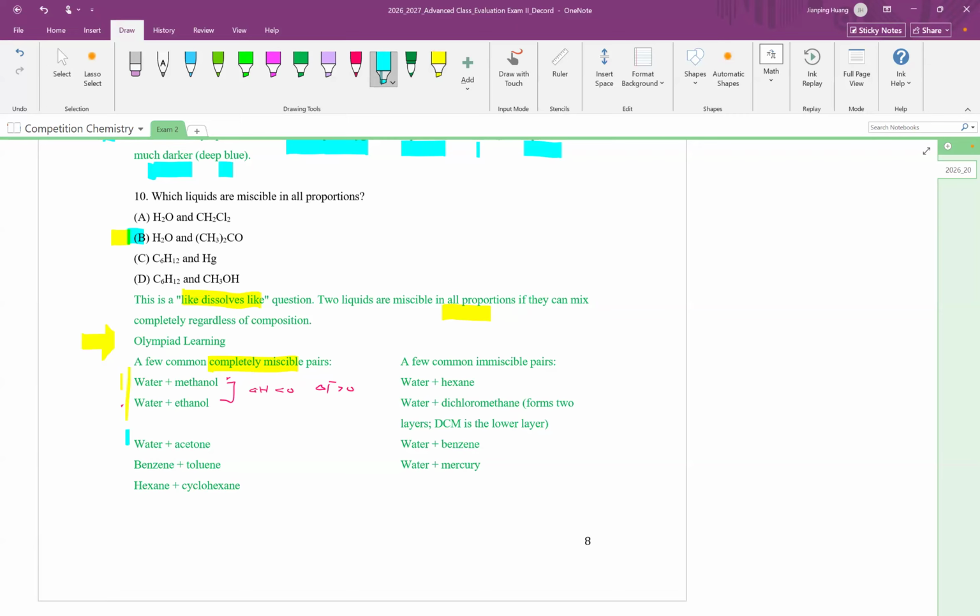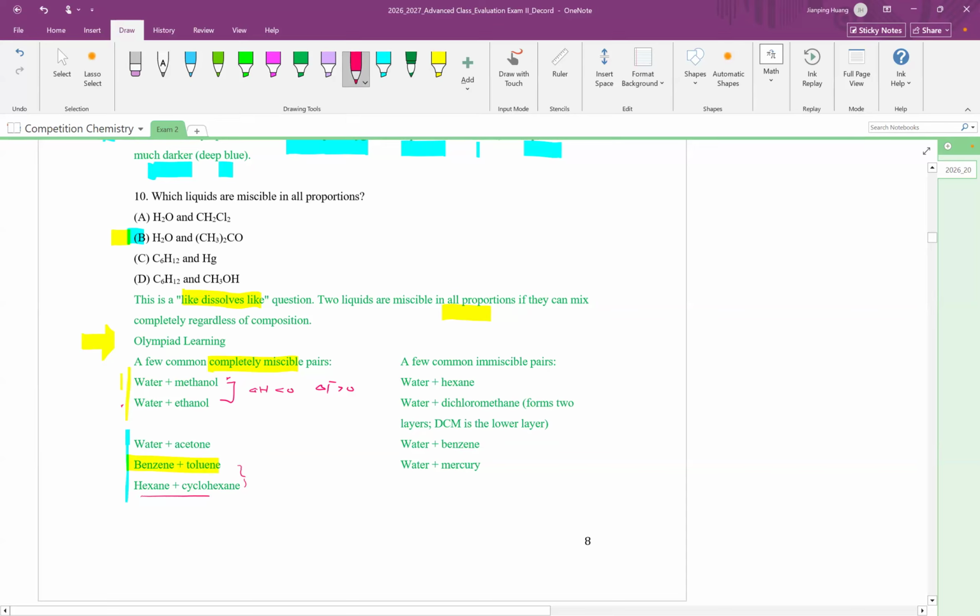Now, those will also form water with acetone, or benzene with toluene. That is a classical example of an ideal solution. This one also is an ideal solution. This is the perfect ideal solution. Now, we are going to learn about ideal solutions. What does ideal solution mean?